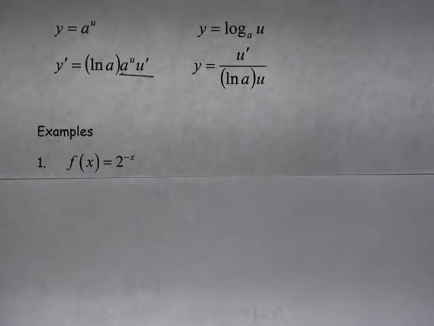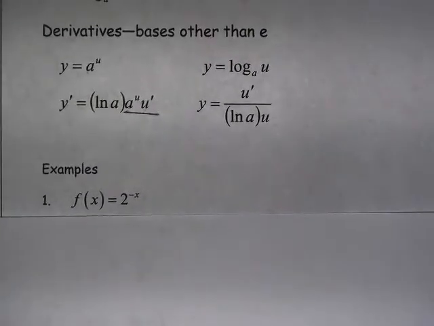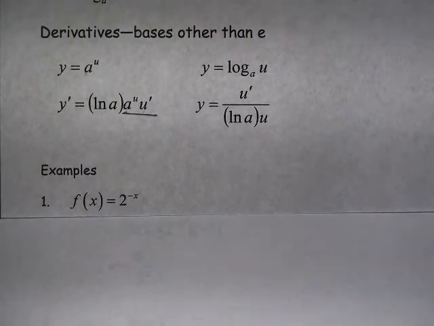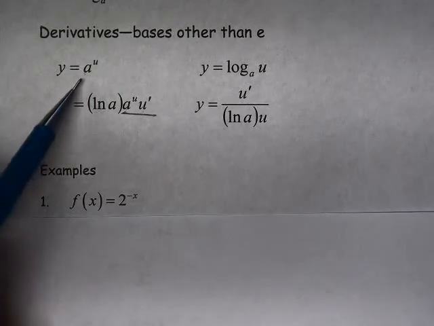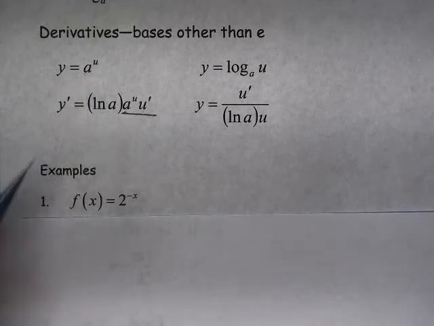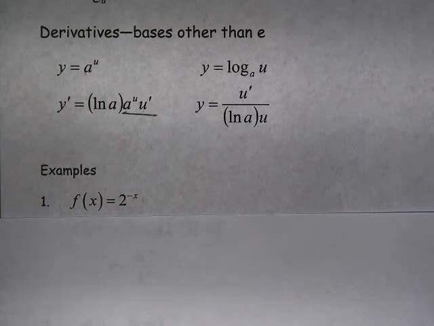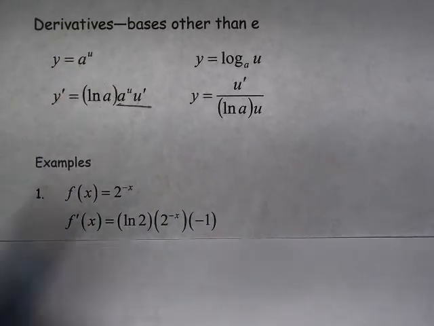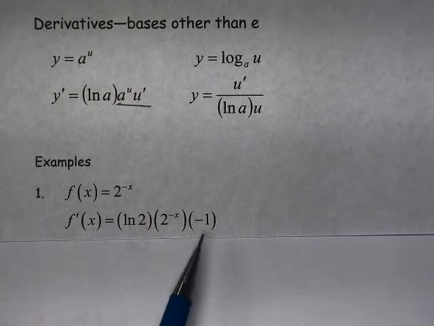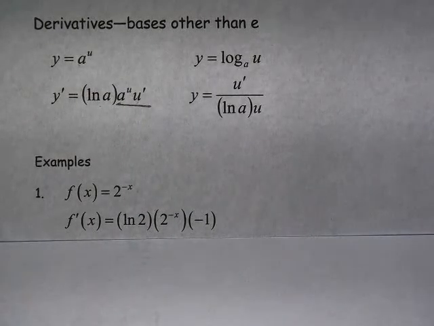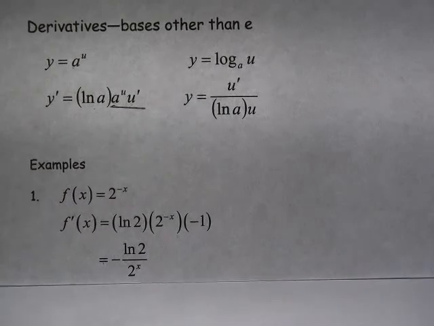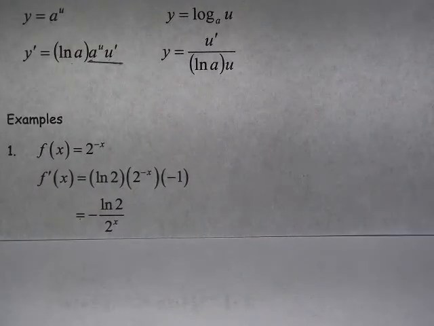So the first example, a simple one, is 2 to the negative x. So here we have this form here. It's some constant raised to a function of x as the exponent, and so we basically just apply this definition. We have the natural log of 2 times 2 to the negative x times the derivative of negative x, which is negative 1. We can clean that up a little bit, and it will look like that.